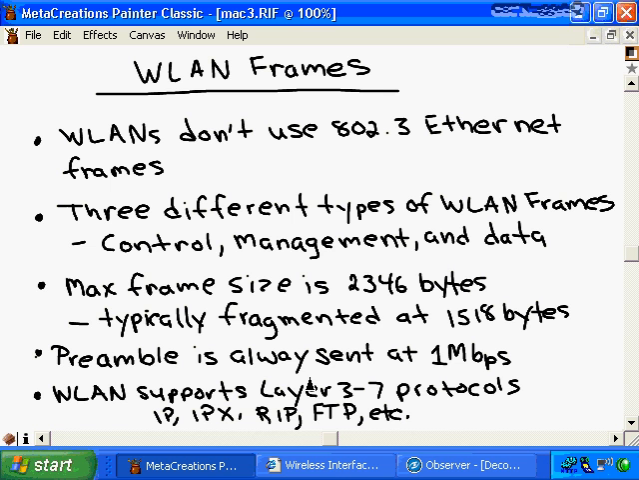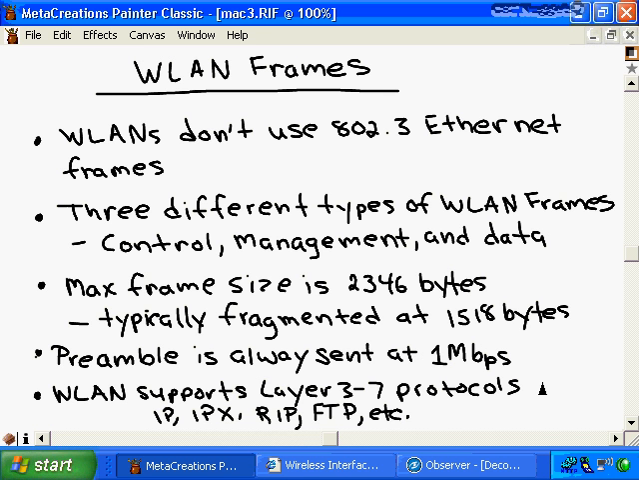The protocols that we can send on the wireless LAN are the same protocols that can be sent at layers 3 through 7 of the OSI model. OSI stands for Open System Interconnection. And the OSI model, as you probably know, has 7 layers to it.